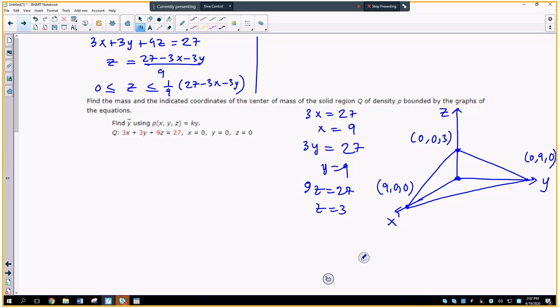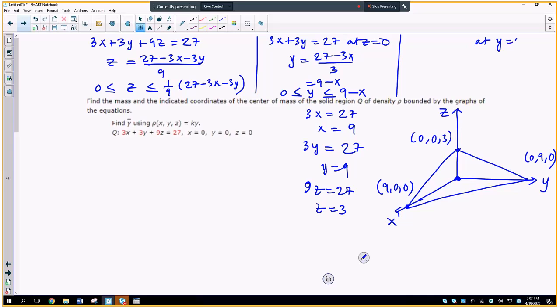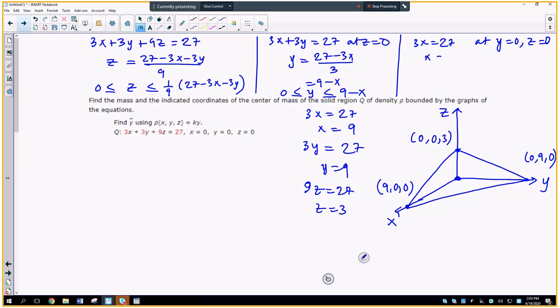Now we look at y. Since I have done z already, we're going to set z equal to 0 and we will get 3x + 3y = 27 at z = 0. Solve for y. So y is (27 - 3x)/3, which is 9 - x. So the limits are 0 ≤ y ≤ 9 - x. Finally, for x, you will set y equal to 0 as well as z equal to 0. So you get 3x = 27, so x is equal to 9. So the limits are 0 ≤ x ≤ 9.